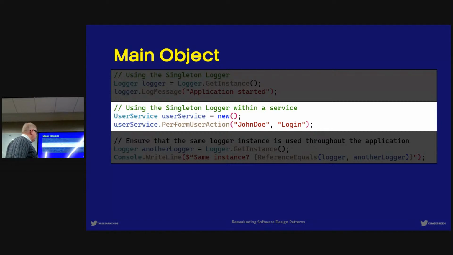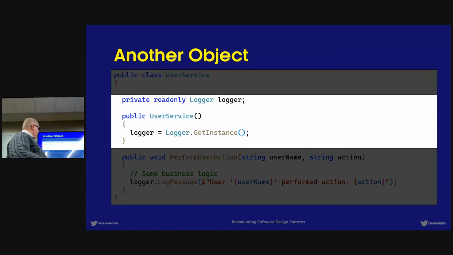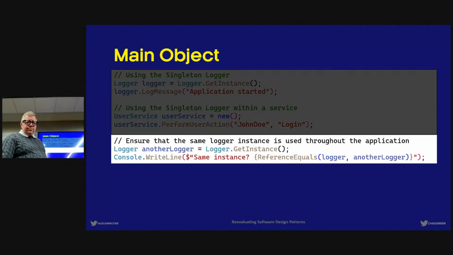Here we can see that we're going to use it with a service, right? So perform a user action, and so forth. Here is showing just another object, creating it. And again, it's just using the get instance. So it's going to use the same instance, no matter how many objects I use with it. You could do things like this to ensure that you're using the same instance.